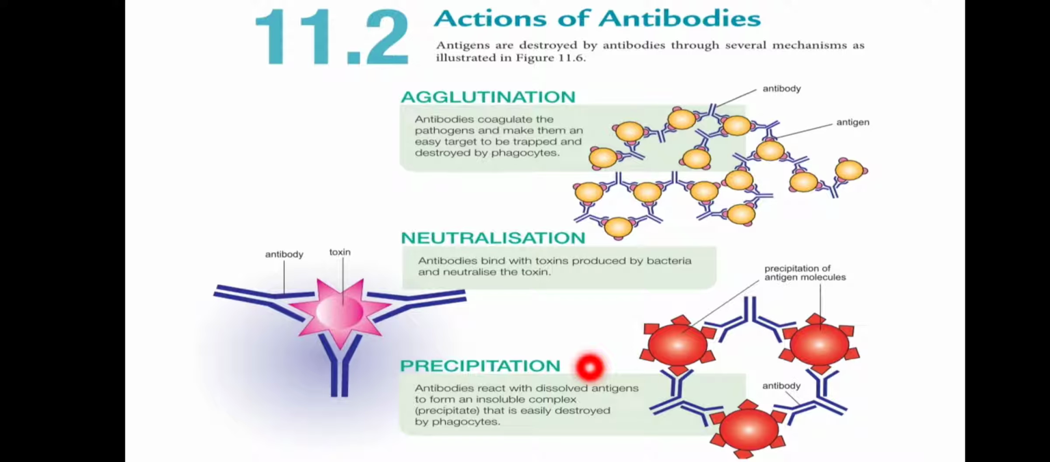Seterusnya adalah precipitation. Antibodies react with dissolved antigens to form an insoluble complex ataupun precipitate that is easily destroyed by phagocytes. So this one, this is antigen molecule. So apa yang terjadi adalah antibody react with the antigen, dia akan form precipitate, so that phagocyte easily destroy the antigen in the form of insoluble complex.